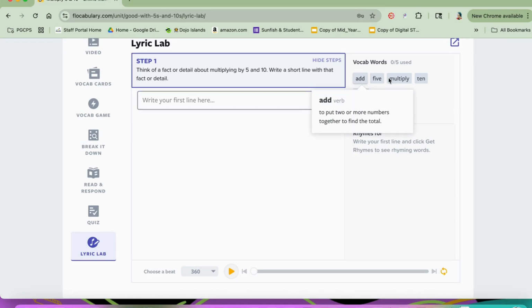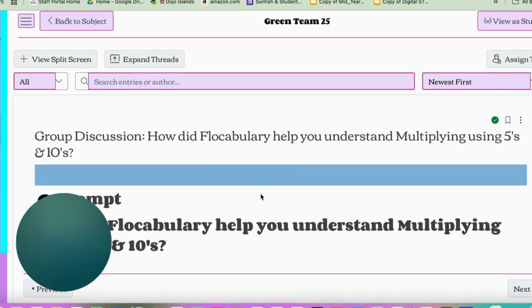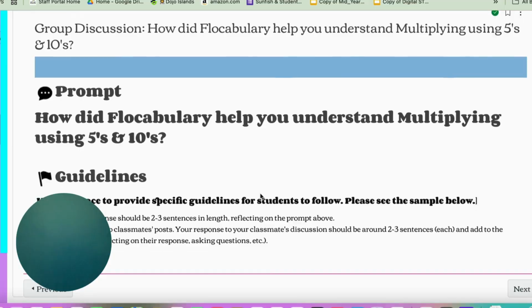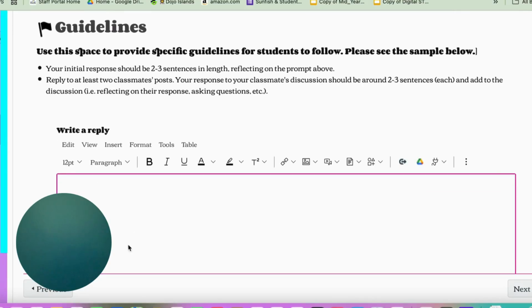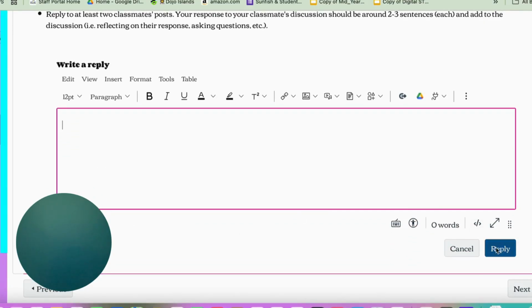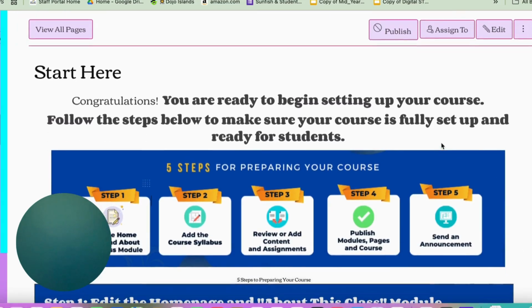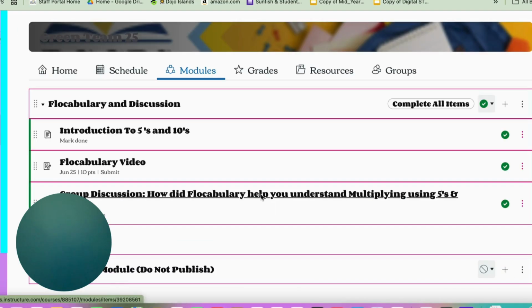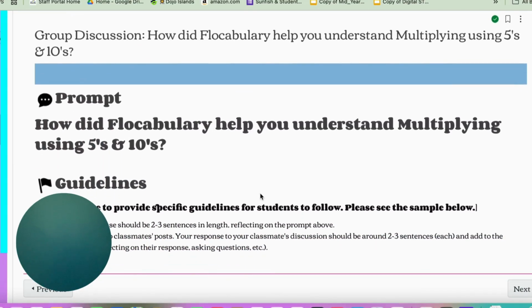Now, once the students have completed their vocabulary portion of the module, they'll go back in to Canvas and they will discuss with their peers how vocabulary helped them understand multiplying using fives and tens, and they will then submit. When they discuss, they have to reply with at least 2 to 3 sentences for their discussion question and reply to at least 2 peers with 2 to 3 sentences as well. And this will wrap up our vocabulary discussion in Canvas.